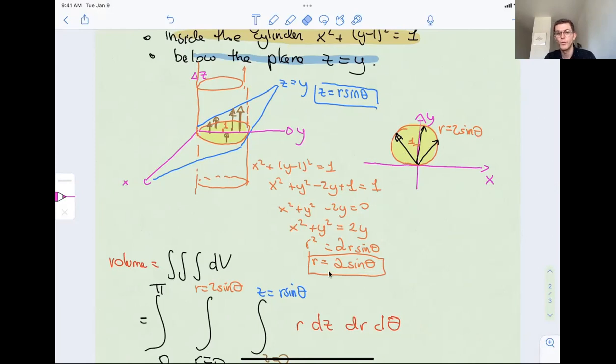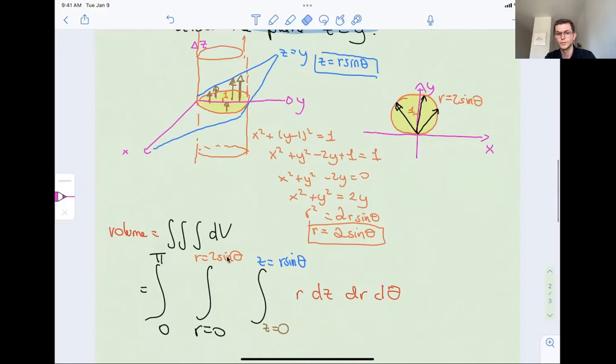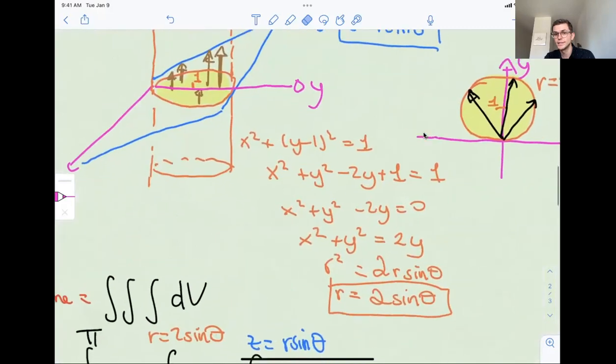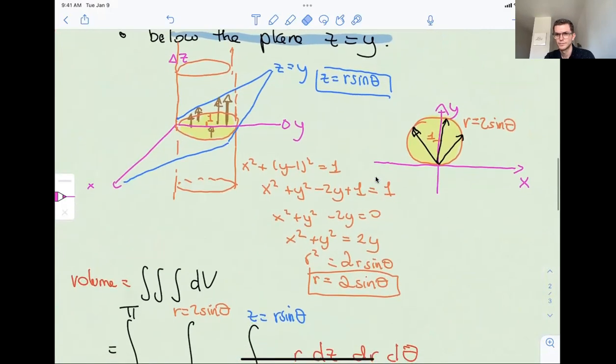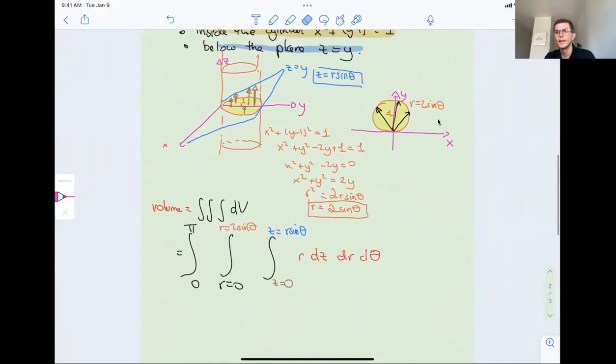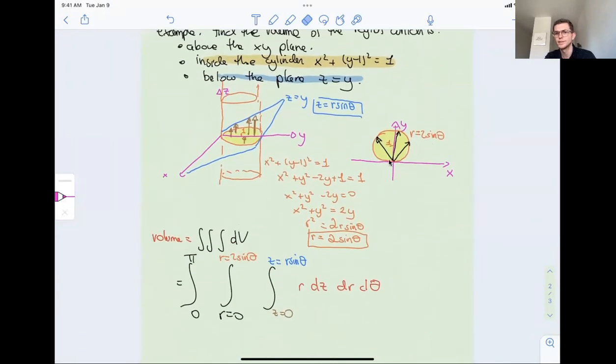Before, we had found the equation in polar coordinates for this circle, which was r equals 2 sine of theta. That's why the bounds here go from 0 to 2 sine of theta. And for the bounds for theta, since this circle is in the first two quadrants, theta just changes from 0 to pi. Is that okay? Yeah, it's 0 to pi just because the circle is located in the first two quadrants. Is that making sense?